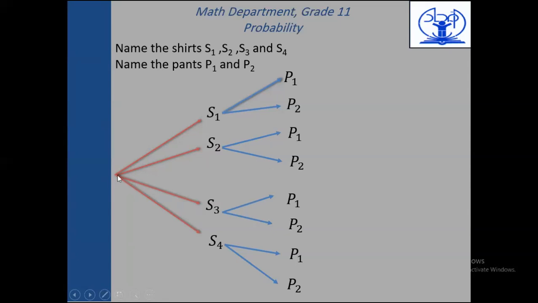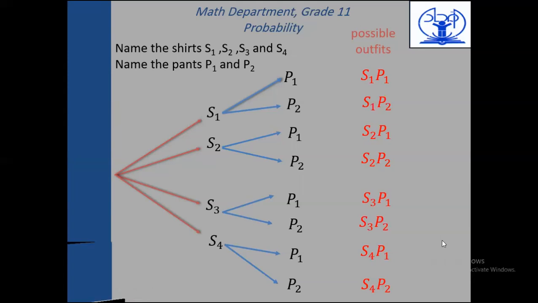So one of the possible outfits is S1 P1. Another one is S1 P2. Another one is S2 P1, and so on. So the tree diagram is nothing but listing all the possible cases, but in an organized way, so that we do not repeat the same outcome twice, or miss any of the possible outcomes. So the possible outfits are S1 P1, S1 P2, and so on. So these are all the possible outcomes. This shirt with that pant, this shirt with that pant, and so on.